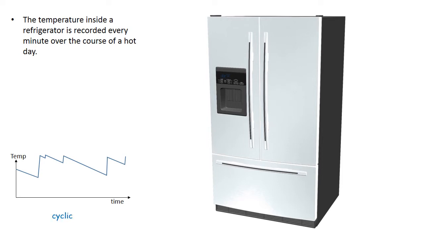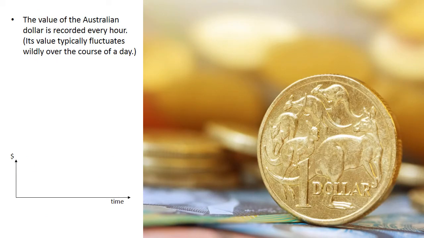The last example is about the value of the Australian dollar, and it's recorded every hour. You're given a hint here telling that the value typically fluctuates wildly over the course of a day. And those wild fluctuations are what makes this an example of random data.